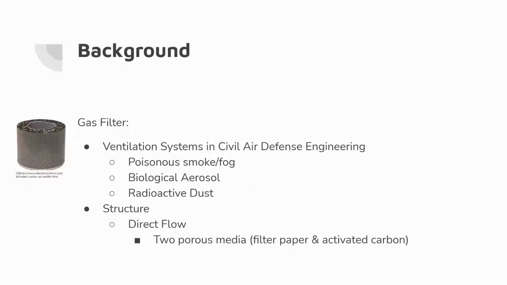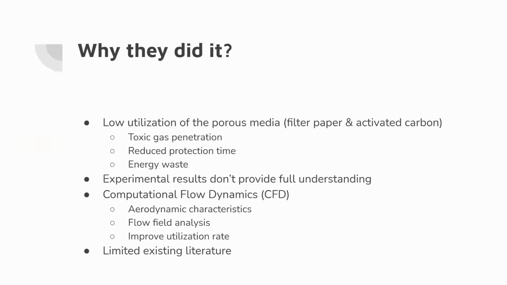The paper investigates a direct flow filter, which has a complex internal design and consists of two main filter materials: filter paper and activated carbon. The large size of the filter can cause low utilization rates of the porous media, which can cause toxic gas penetration, reducing protection time and wasting energy. Researchers only have a partial understanding of experimental results, which restricts optimization.